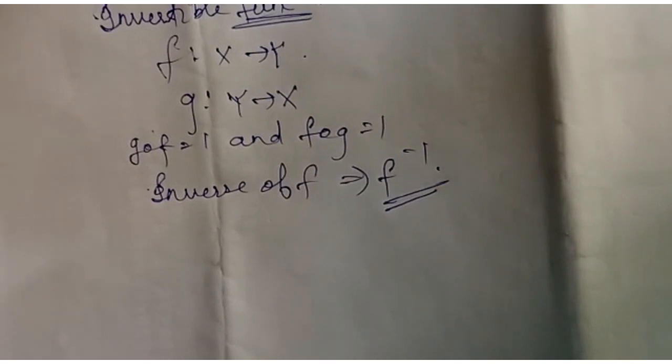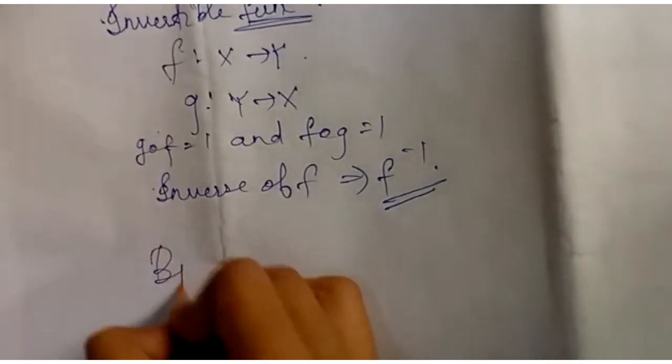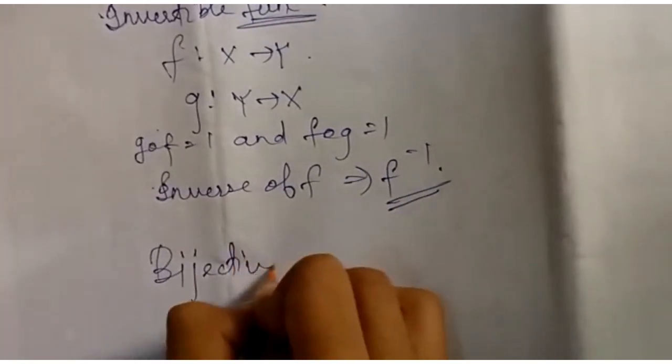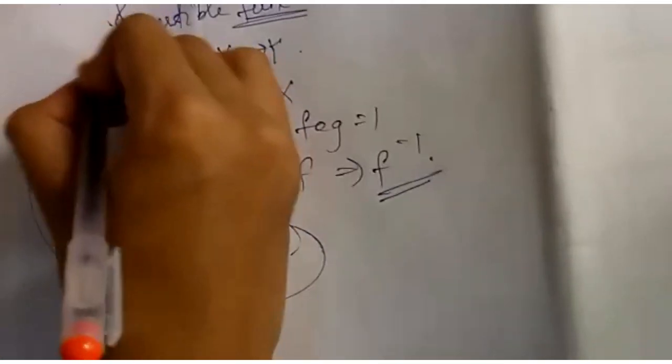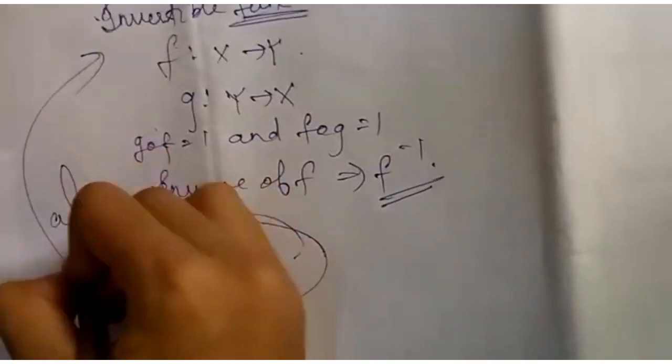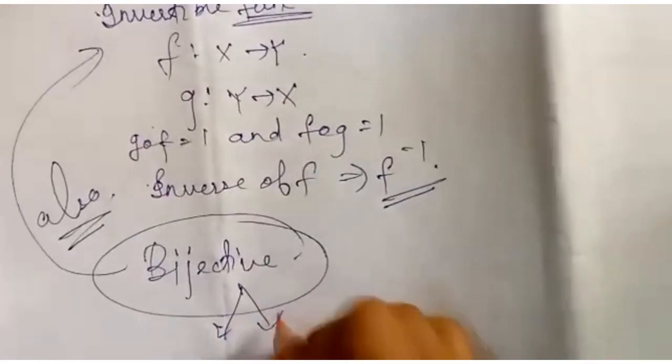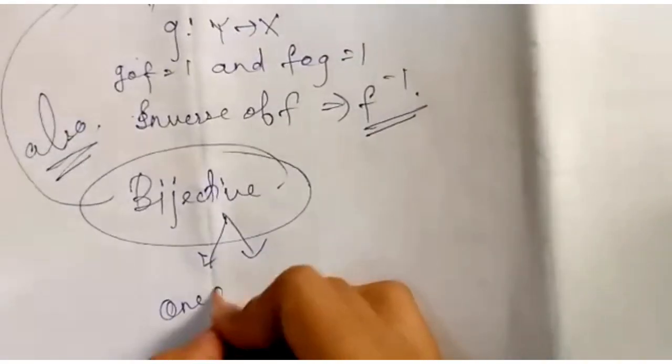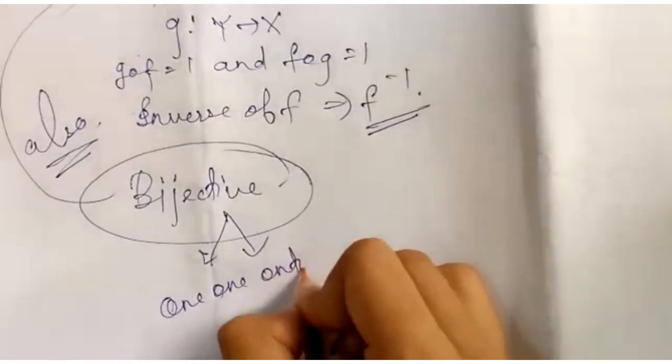Important note: to prove that a function is invertible, we need to prove that the function is bijective. So an invertible function is also bijective. That means the function has to be 1-1 and onto.